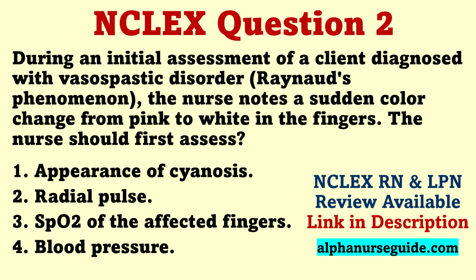The correct answer is 2. Decreased perfusion from vasospasm induces color changes in the extremity. The degree of decreased perfusion should be assessed by taking the radial pulse. Color changes progressively to blue with cyanosis and then red when reperfusion occurs. The oxygen saturation requires adequate perfusion for accuracy. A blood pressure will cause further constriction and reduction of perfusion in the extremity.